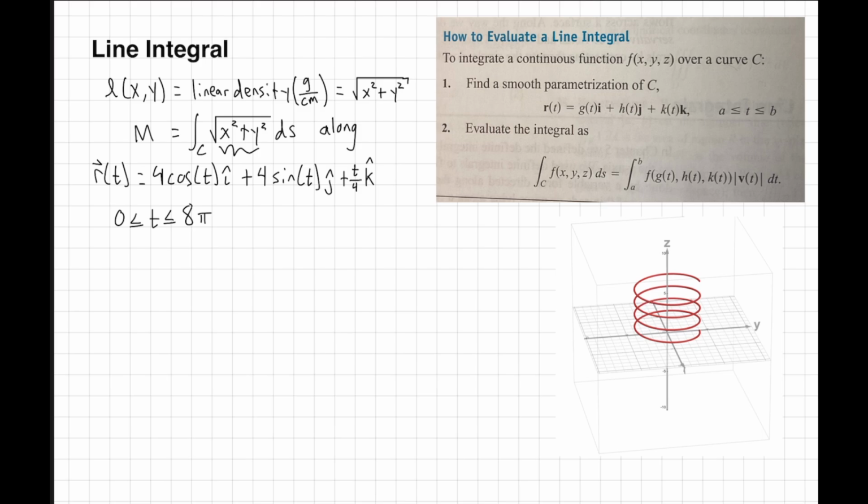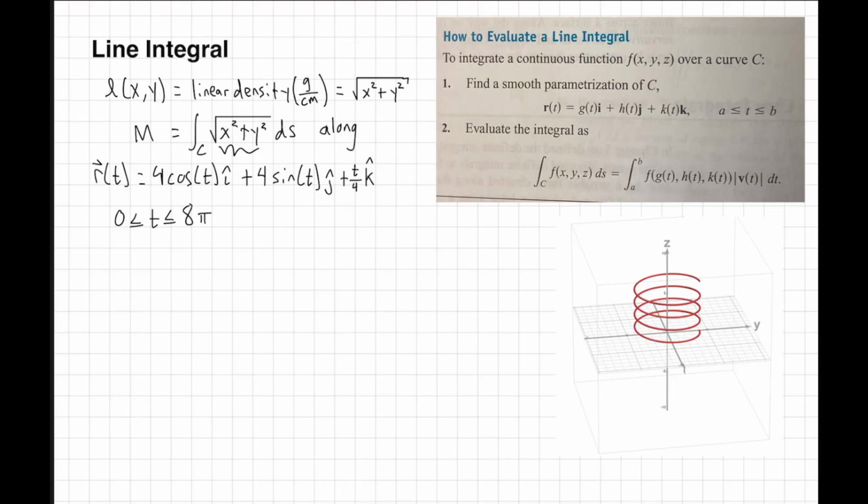In this video, let's use a line integral to solve for the mass of a slinky. So we have some linear density in grams per centimeter defined as the square root of x squared plus y squared. To solve for the mass, we simply need to integrate that density over the length of the slinky.